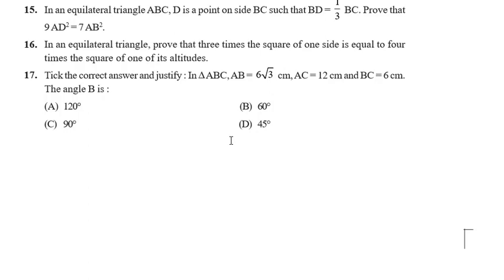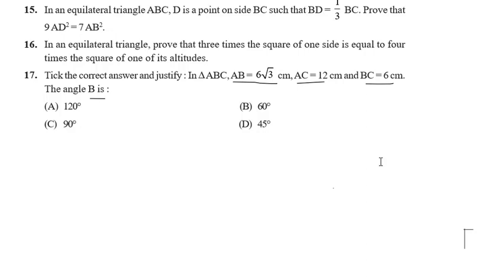Tick the correct answer and justify. Okay, in triangle ABC, AB is given 6 root 3. AC is given 12 and BC is given 6. Then the angle B. So the largest side is AC. BC is half of AC.